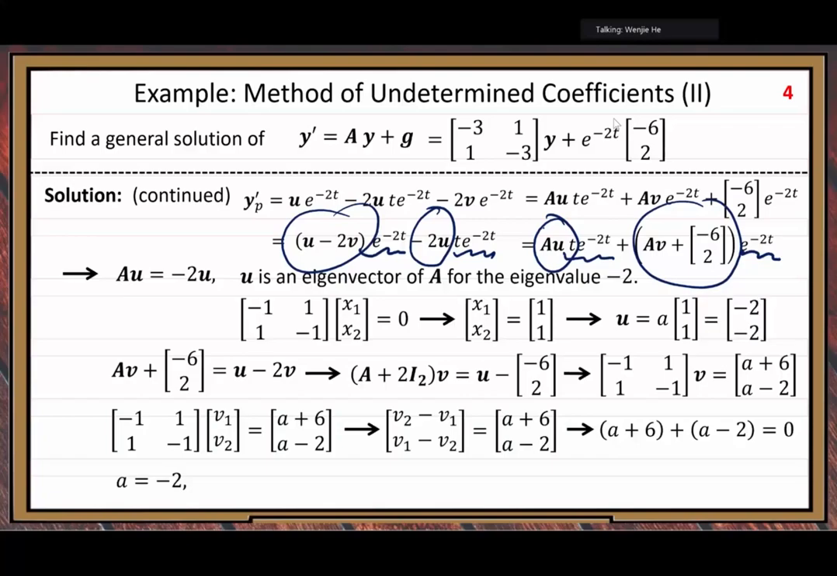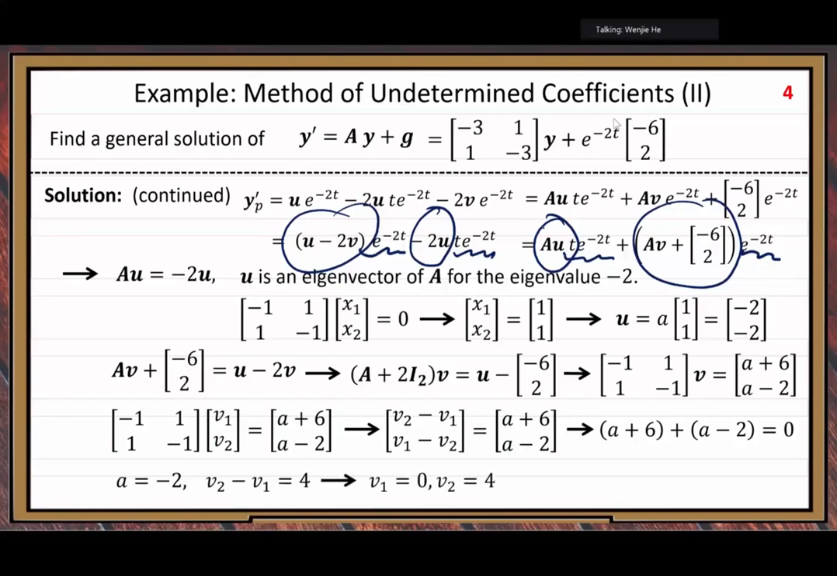So now our u vector is known, because we find a value. We multiply with this. So this is the u vector and the v vector. For the v vector, only v1, v2 need to satisfy this equation.